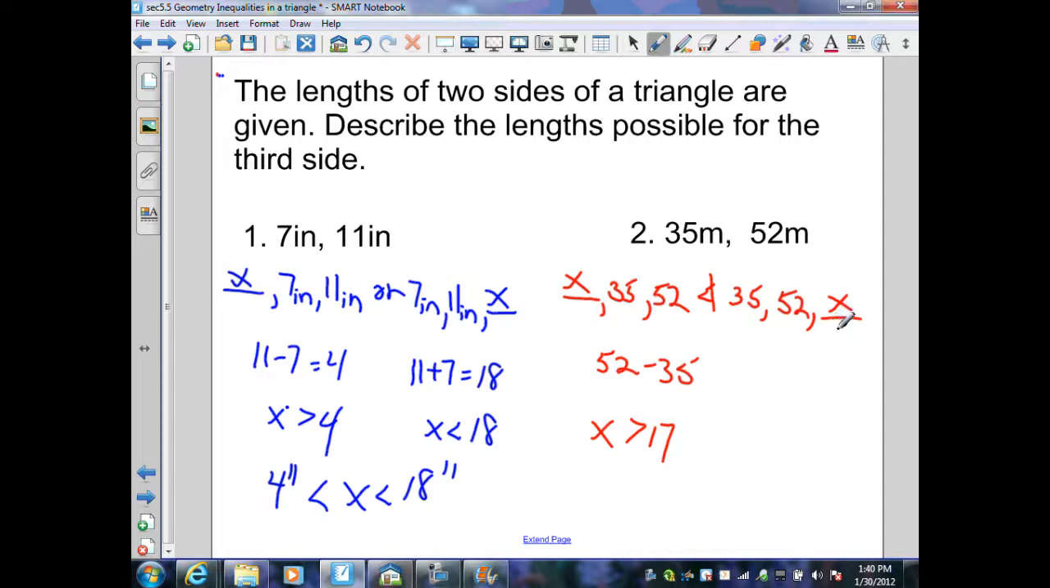For x being the largest segment, 35 plus 52, x must be less than that value, and that value is 87. And if x is less than 87, the sum of the smallest two segments will be greater than the third segment, and that would form a triangle based on the triangle inequality theorem. Therefore, x must fall between 87 and 17.